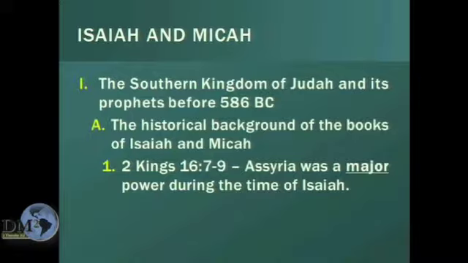Verse 9: So the king of Assyria listened to him, and the king of Assyria went up against Damascus and captured it and carried the people of it away into exile to Kir and put Rezin to death. So they're already on the rise before Israel goes out under judgment.